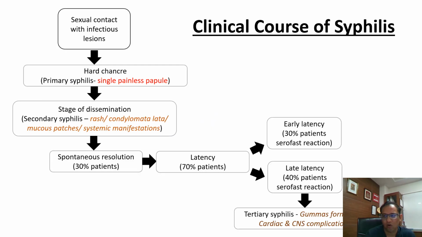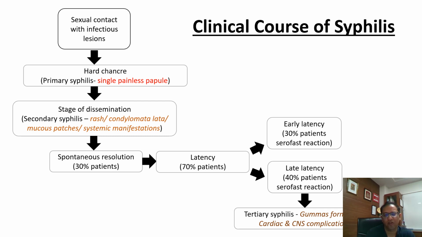So what is the clinical course of syphilis? Generally, like I said, it is a sexual contact with the infectious lesion, and it makes a hard chancre, and this is primary syphilis because it is a single painless papule. Now there are stages of dissemination. Then we move to the secondary syphilis, which gives you a rash or a wart-like condyloma lata, which is a mucosal patch, and systemic manifestations may occur.